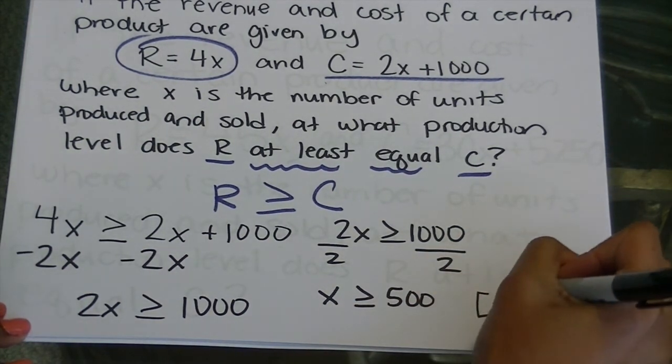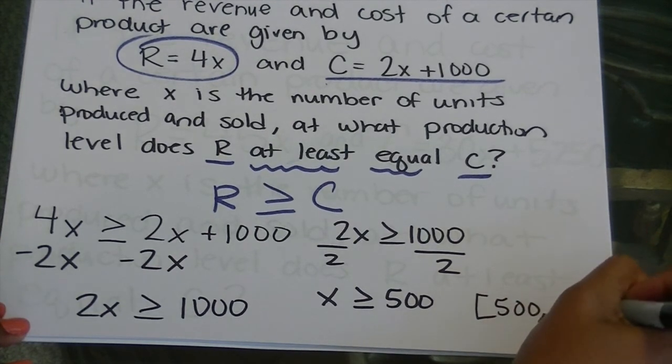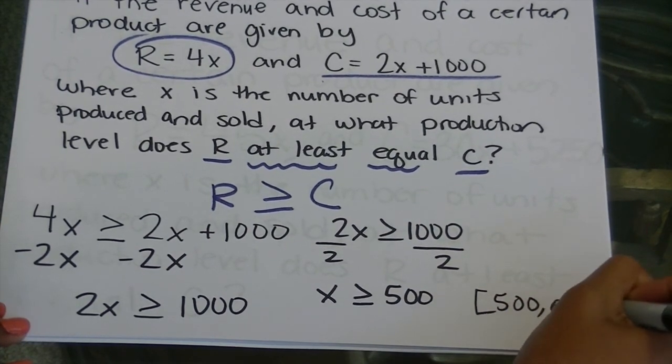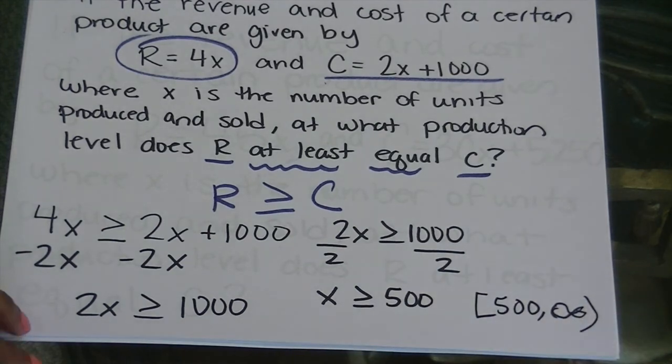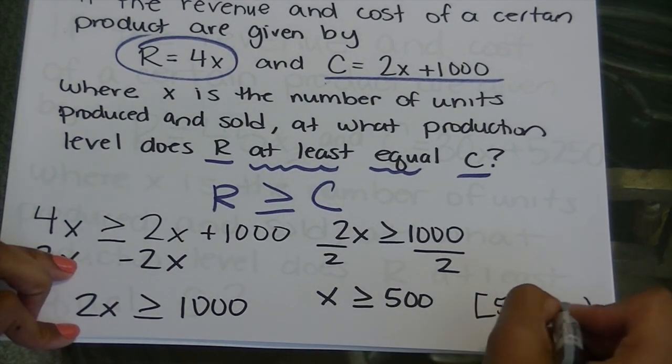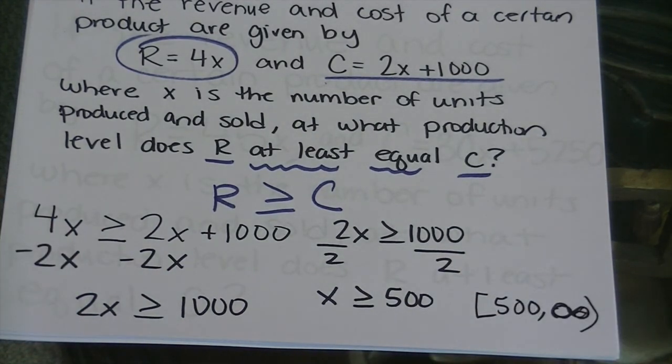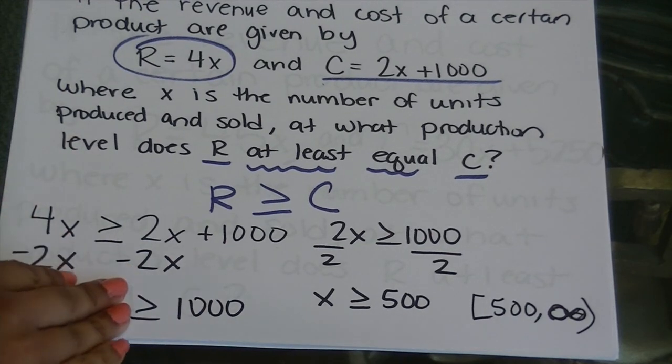So my interval of interest is from 500 up to, sorry about that ugly infinity, but oh well. So 500 up until infinity. So as long as I produce and sell 500 units, I broke even and I go into my profit after I've sold over 500 units.